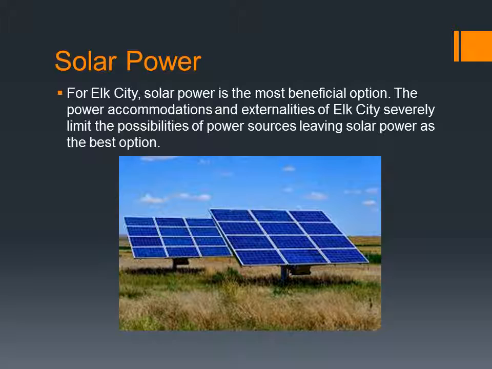In simple terms, solar power harnesses energy from the sun. The sun's rays are collected by solar panels, as the photo below shows, that will be placed on the ground. After the solar panel power is collected from the panels, the energy from the sun will be converted into power that will be usable by the residents of Elk City. The panels will also charge batteries that can be utilized during the night and on cloudy days. Because the power accommodations and externalities of Elk City severely limit the possibilities of power sources, solar power is the best option.